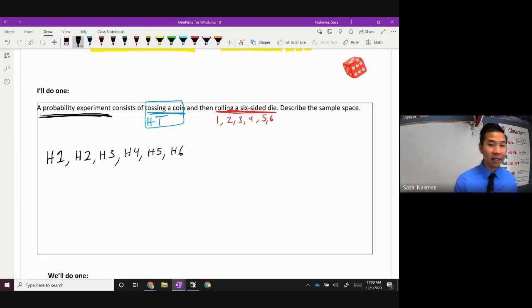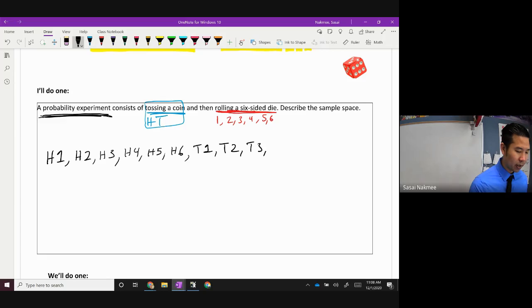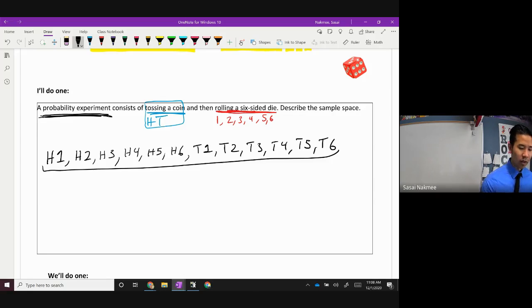You flip the coin, you get heads, and then you're going to roll the die. You're going to get either 1, 2, 3, 4, 5, or 6. But that's not the sample space. That's only half of the sample space. You know what the other half of the sample space is? You can still roll a 1, but instead of getting heads there, you can also get tails and a 1, tails and a 2, tails and a 3, tails and a 4, tails and a 5, and tails and a 6. This right here represents your sample space.